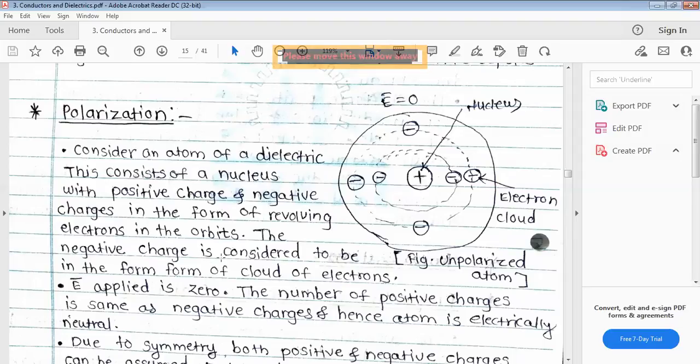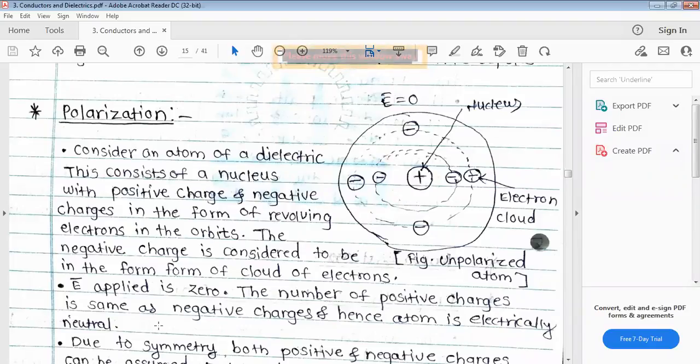The negative charge is considered to be in the form of a cloud of electrons. So it is already shown here. E bar applied is 0, which means we are not giving any external electric field. At that time, all these charges are bound charges. When you are not applying any electric field, these charges are bound charges, no free electrons.